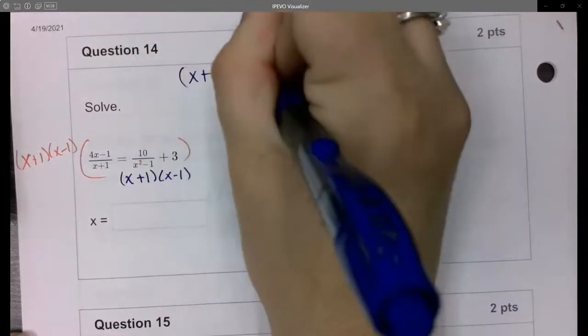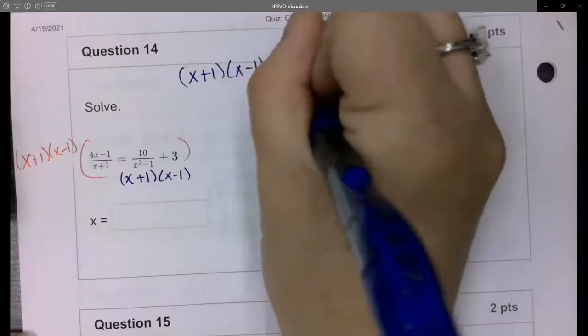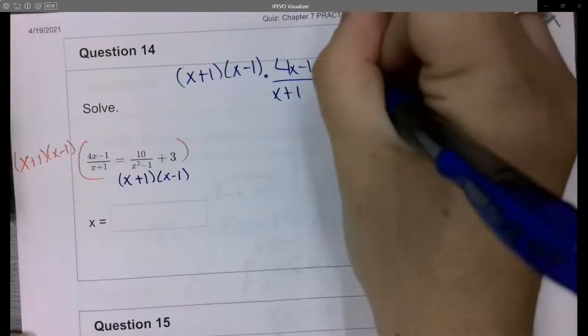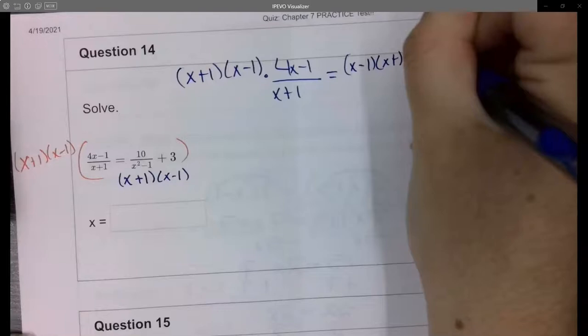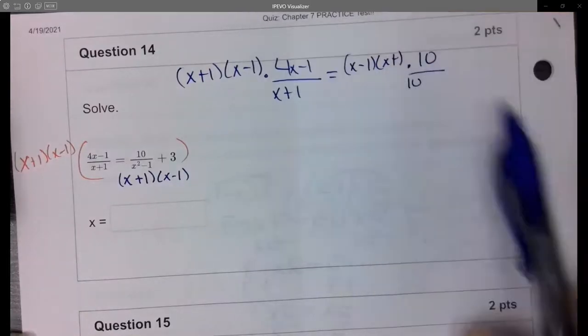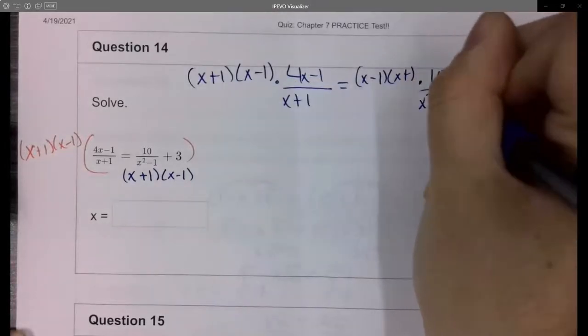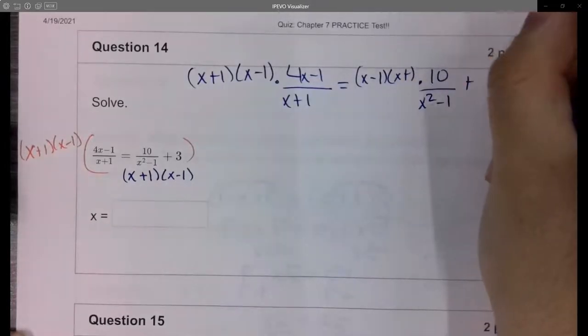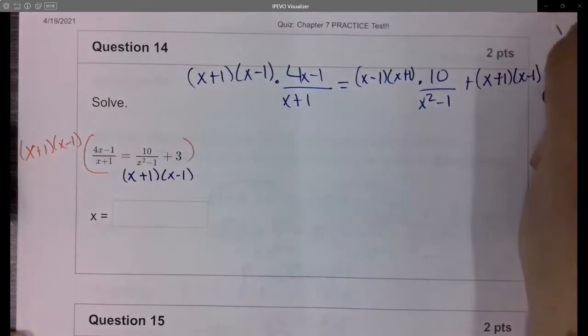I'm going to rewrite this out. So I have x plus 1 times x minus 1 times (4x minus 1) over (x plus 1) equals (x minus 1)(x plus 1) times 10 over, oops, that should be x squared minus 1, plus, and then the same thing, (x plus 1)(x minus 1) times 3.